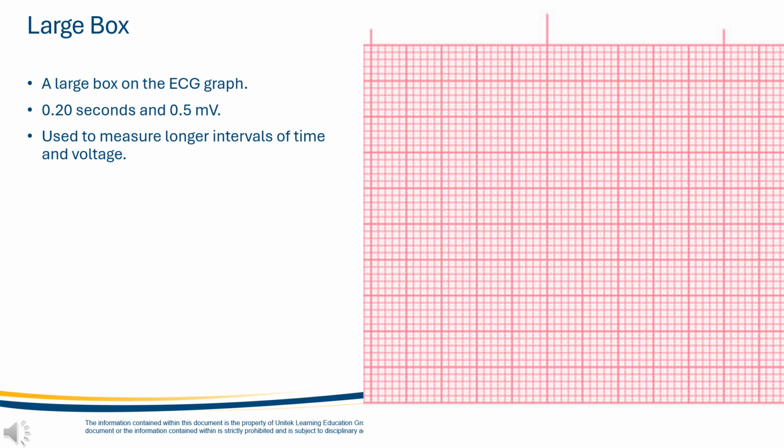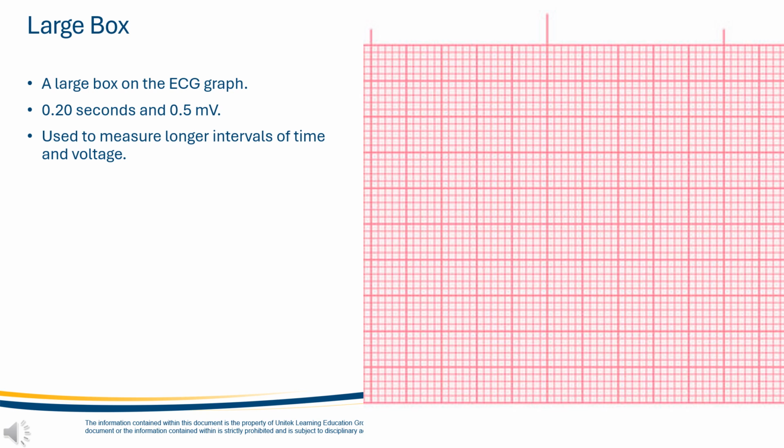These large boxes help us to measure longer intervals of time and bigger differences in voltage. So let's talk about time. PR interval. By using the large boxes, we can easily measure the PR interval. Remember, this interval normally ranges from 0.12 to 0.2 seconds, which means we want it to be one large box or a little bit less.